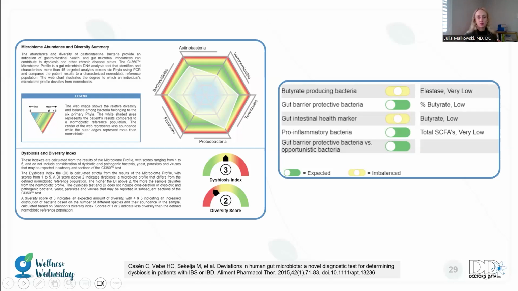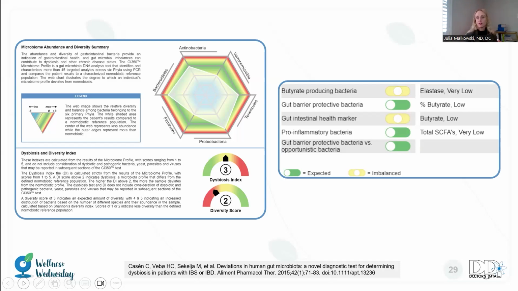Let's take a look at the next piece of information. We have the dysbiosis index and diversity score. For the dysbiosis index, we can see the score is 3. 3 is moderate, 1 and 2 are healthy, and then 4 and 5 are significant dysbiosis. For the diversity score, the inverse is true. You want a healthy, diverse microbiome. Remember, that means a variety of bacteria. For this individual, their diversity score is 2, so that's showing low diversity. We do know that low microbiome diversity is associated with some of the conditions that we've been discussing today.